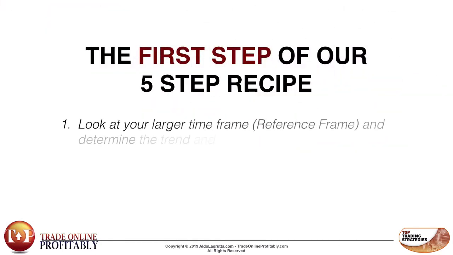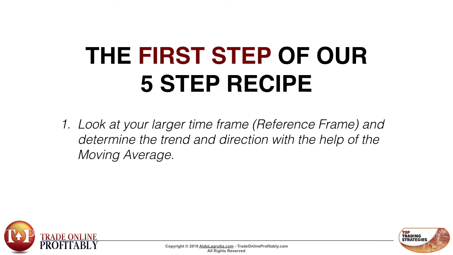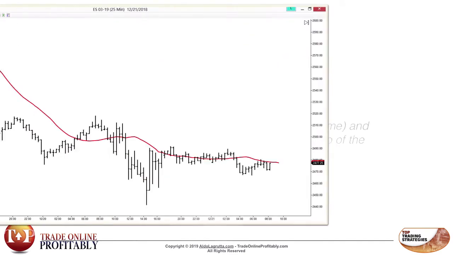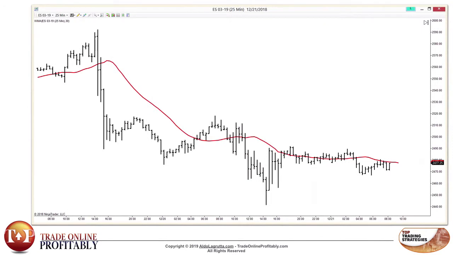The first step, look at your larger time frame and determine the trend and direction with the help of the moving average. So here we are, it's 8 in the morning. My trend identification process has begun looking at the reference frame. In this case, the reference frame is the 25-minute chart. And as you can see, the 30-period moving average has been rather flat for some time. This could be good because at some point, the trend will start again.